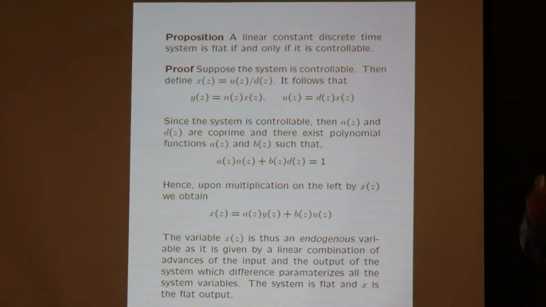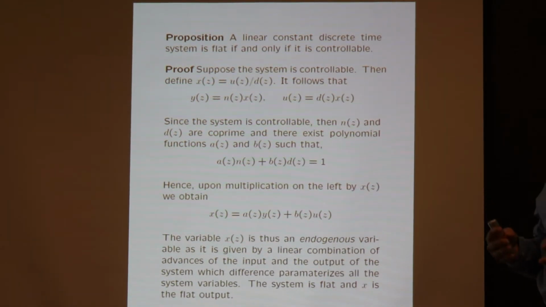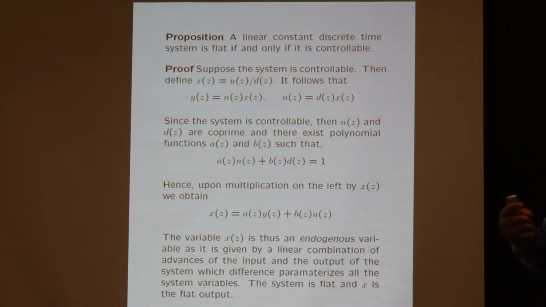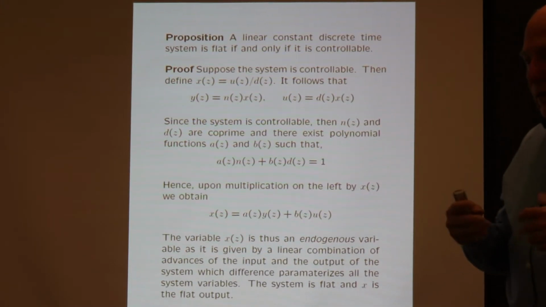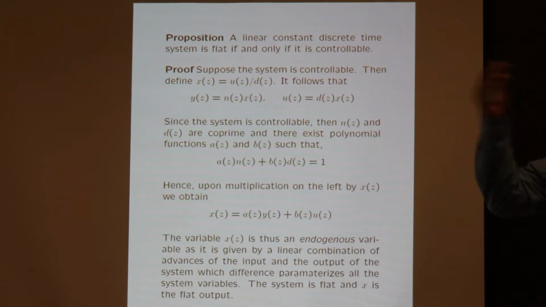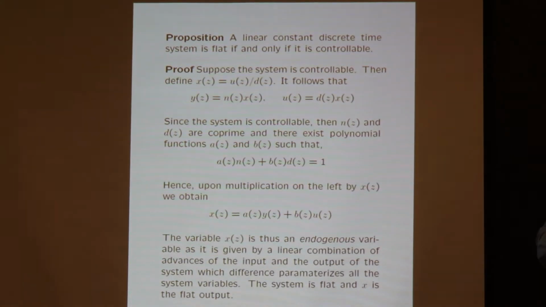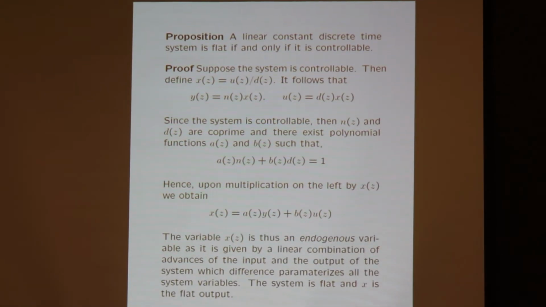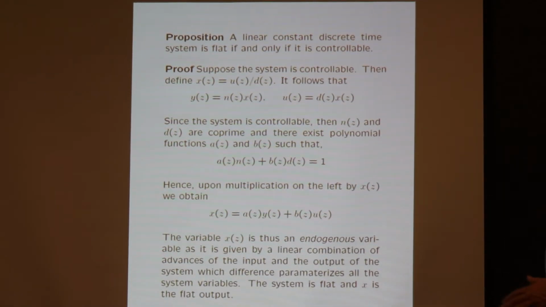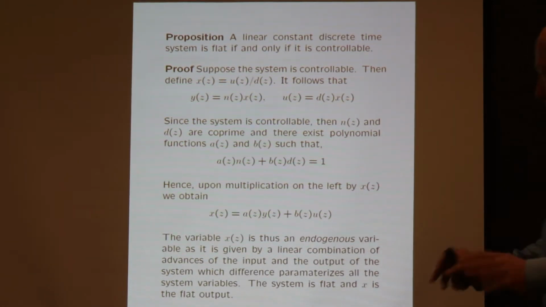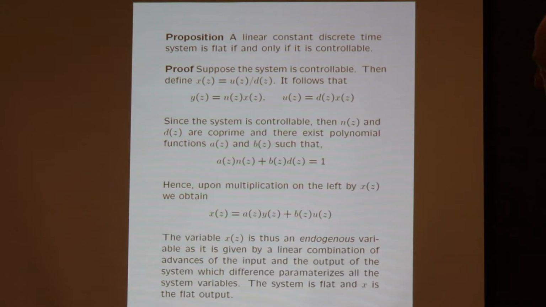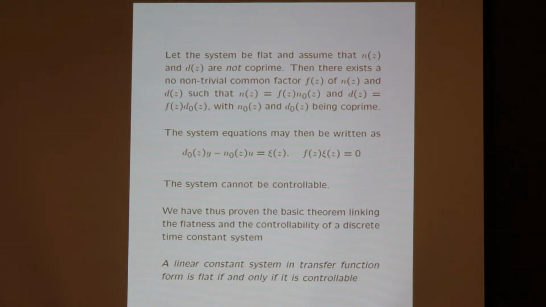Causality is the name of the game in discrete time systems. It's very easy to make mistakes in discrete time systems and take the equations and suddenly realize that these equations cannot be implemented in real life because you need information from the future in order to describe the present, and that's not physically possible. So the variable is endogenous, and it difference parameterizes the outputs and the inputs of the system. And this is the same as in continuous time systems.